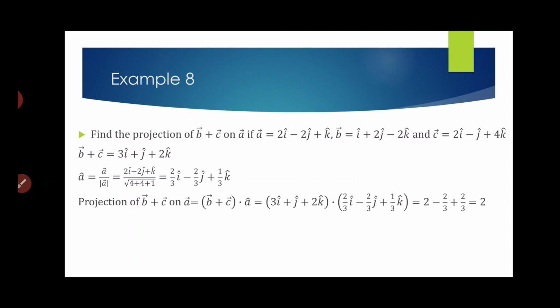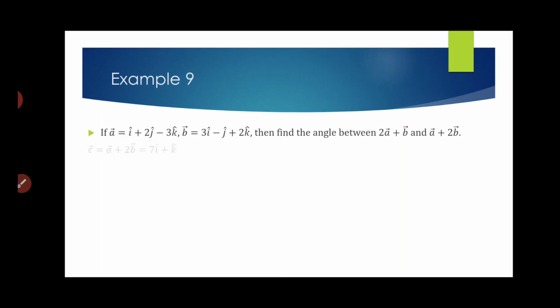Fine. Let us move to the next one, number 9. If A and B are given, then find the angle between 2A plus B and A plus 2B. So now I am asked to find the angle between A plus 2B and 2A plus B. So first let me find the vectors. Now for ease, I am denoting the vector A plus 2B by C and vector 2A plus B by D. And we have calculated the vectors.